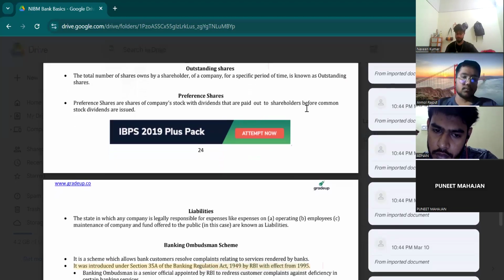Outstanding shares are whatever shares are floating on the NSE or BSE, where we can trade. You bought 100 shares, 10 shares, 1,000 shares. What are these? These are outstanding shares. Getting this thing?